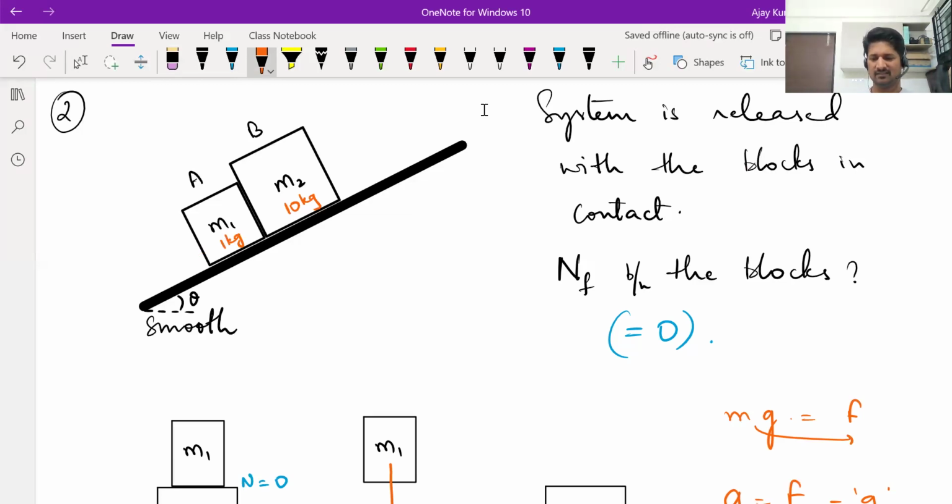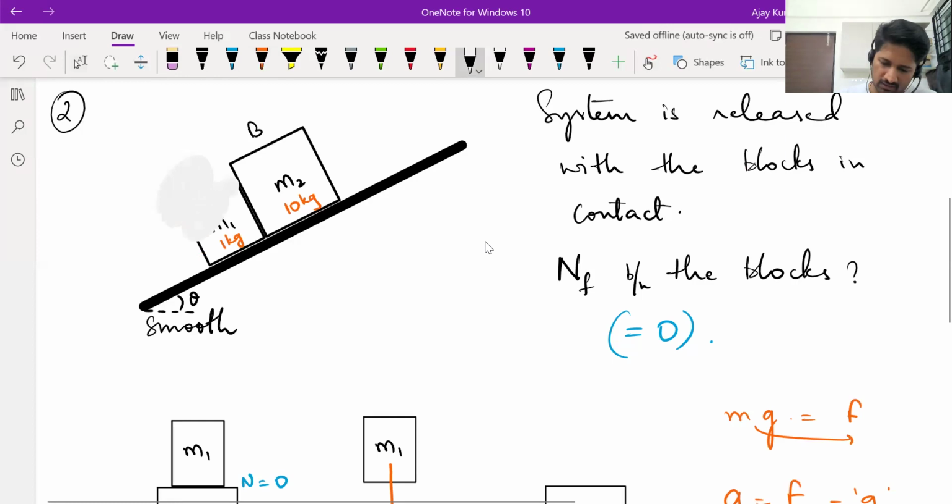g sine theta doesn't have m in it at all. How does it depend on the mass? Okay, wait. Let's consider the gravitational force acting on the block B. Okay, assume block A was not there.